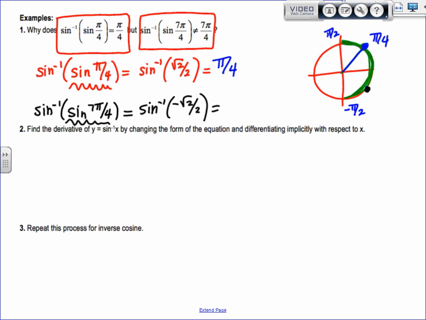But then arc sine or inverse sine is restricted on a certain domain. It's restricted between negative pi over 2 and pi over 2. All of our answers are going to be between there. So what value between negative pi over 2 and pi over 2 gives me negative root 2 over 2? It has to be between those two things. It's not 7 pi over 4, is it? What is it? Nope. It has to be between negative pi over 2 and pi over 2. Negative pi over 4.